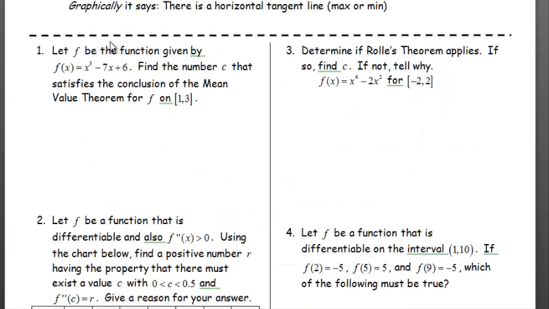All right, so for example, number 1, let f be a function given by this polynomial, this cubic equation. Remember, a polynomial implies that this graph can be drawn without lifting our pencil. There's no sharp turn. So a polynomial function implies differentiability, which also implies continuity. All right, so we've got a third-degree equation. Find the c between 1 and 3 that satisfies the conclusion of the mean value theorem. Okay, just saying use the formula itself.